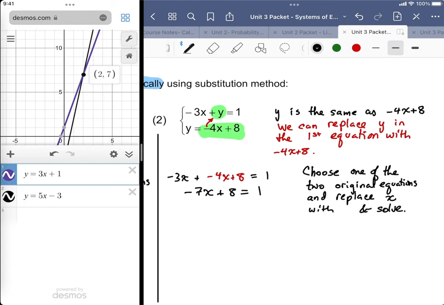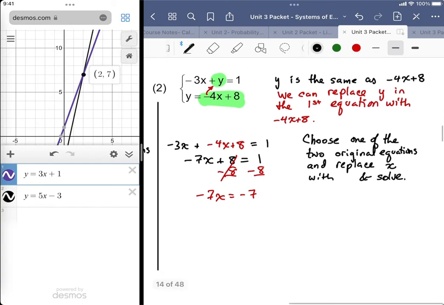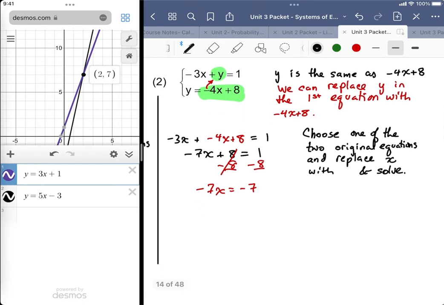We went from two equations with two variables down to one equation with one variable. So properties of equality apply. I can subtract the 8 from both sides. So I'm looking at negative 7x is equal to negative 7. I want to get x alone. Division property of equality, divide both sides by negative 7. And I get x is equal to a positive 1.